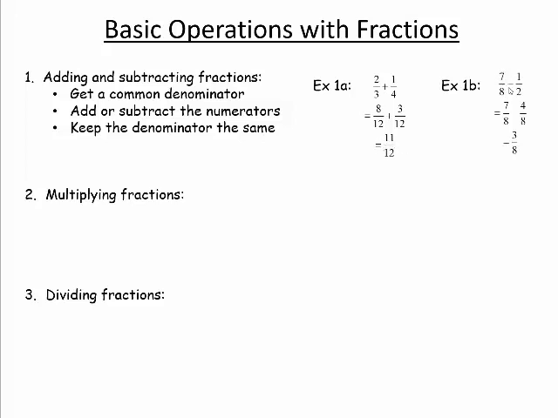Same thing over here. I have 7/8 minus 1/2. They do not have the same bottom, they do not have the same denominator. So I need to find the least common multiple of 8 and 2. If you just think of the number 8, 8 divides into 8 evenly, and 2 can also divide into 8. So the least common denominator here is the number 8.